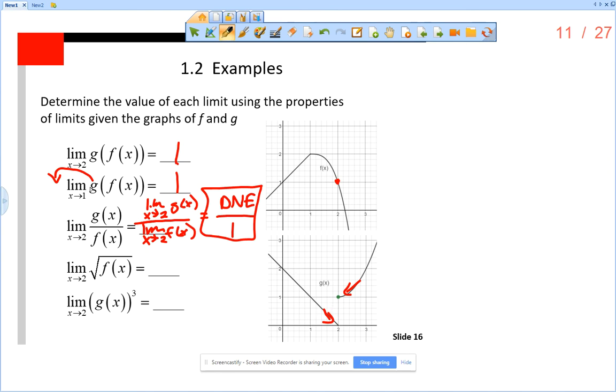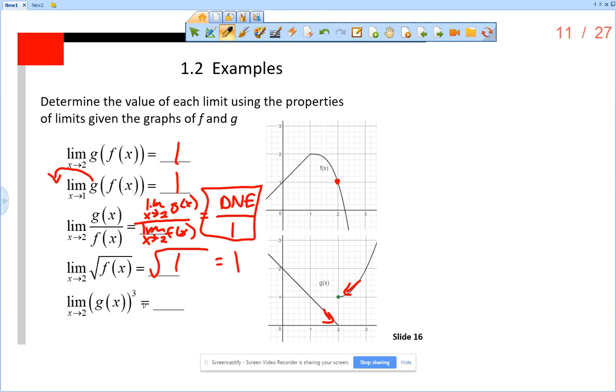Now, notice the difference between these last two examples. This one was evaluating the limit as x approaches 1, which does exist on f. And then we evaluated g of 2. All right, what about this one? Kind of the example that I gave on the previous slide. The limit as x approaches 2 of the square root of f. So we're going to evaluate the square root of the limit. Well, what is the limit as x approaches 2 of f? Limit as x approaches 2 of f is 1, so the square root of 1. So our answer is 1.